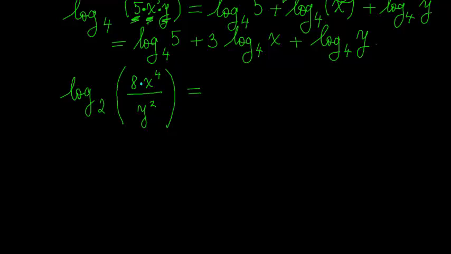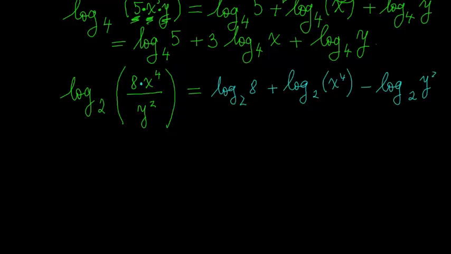Now, based on those two properties, here's what you're going to have to do. Any factor that came from the numerator is going to receive a sign of plus. So we have 8 coming from the numerator, we get a sign of plus. Then we have this x to the 4th coming from the numerator as well, so it too has a sign of plus. Anything coming from the denominator will get a sign of minus. So now I have minus log base 2 of y squared. And now I can simplify this.